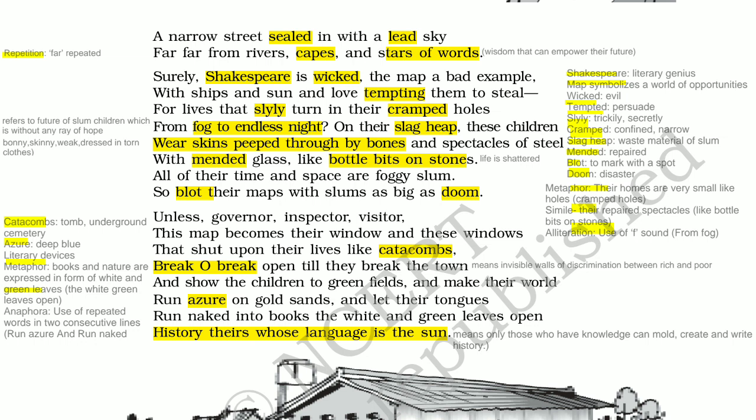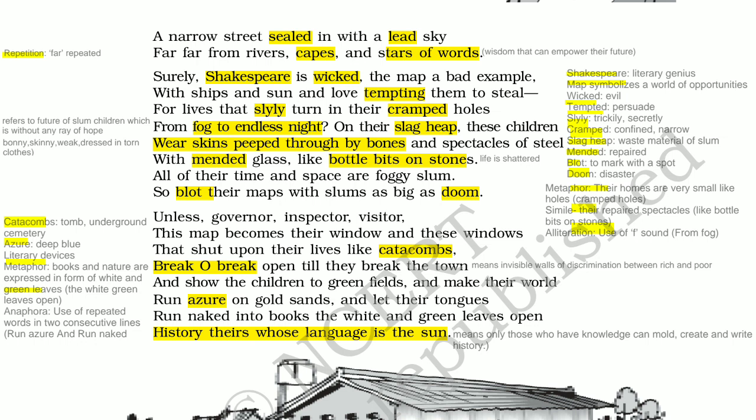So the poet hopes that these children would one day break free from the chains of these slums. They will rise above all the atrocities and economic injustices and will create a beautiful world for themselves. So it says, break the town and show the children green fields and make their world run azure on gold sand. It says let these children come out of their confinements and fill their town with their presence. The world of nature is for them as well.